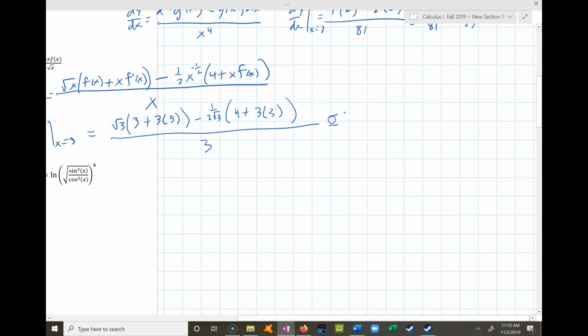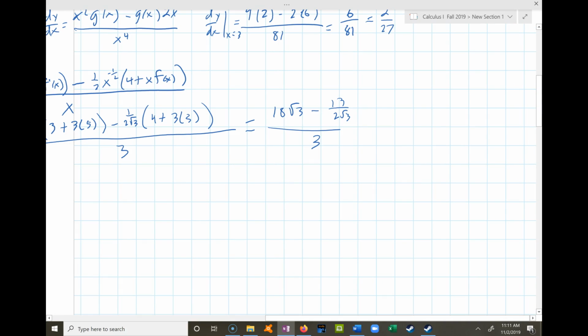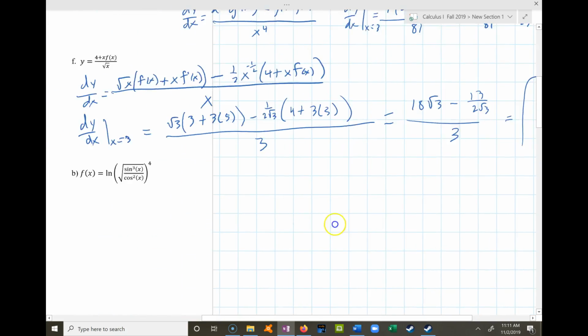So then you could simplify that. That's going to be, 15 plus 3 is 18, so that'd be 18 times the square root of 3 minus 4 plus 9 is 13, so that'd be 13 over 2 rad 3, all over 3. So I think I just multiplied by 1/3. So that would be 6 rad 3 minus 13 over 6 rad 3. And that would be my final answer. Okay.